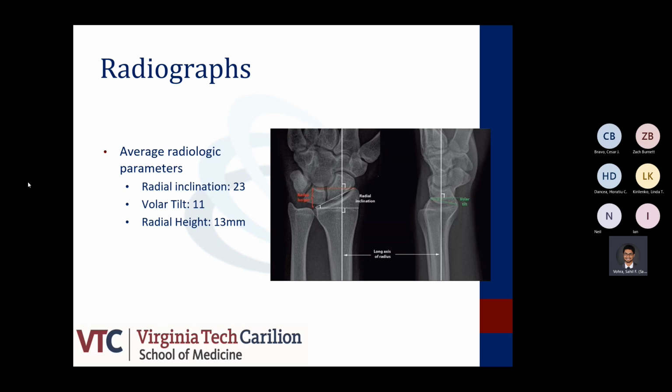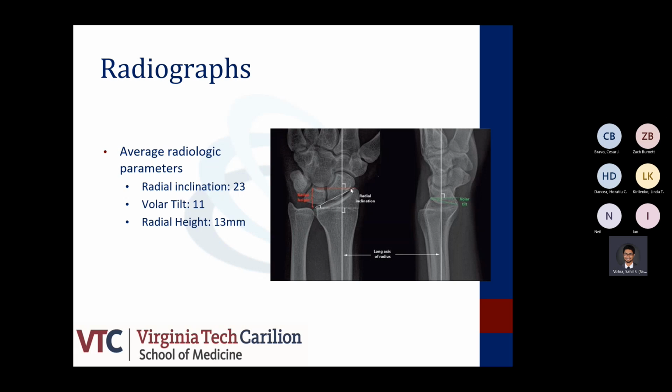So radiographs: average radiologic parameters. Radial inclination is about 23 degrees, volar tilt about 11 degrees, and radial height is about 13. So the inclination is basically measured from the tip of the radial styloid to the most ulnar articular part of the lunate fossa. And then that's drawn to a line perpendicular to the long axis of the radius, and that should be about 23 degrees.